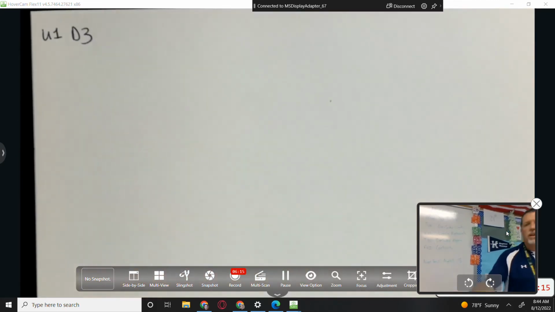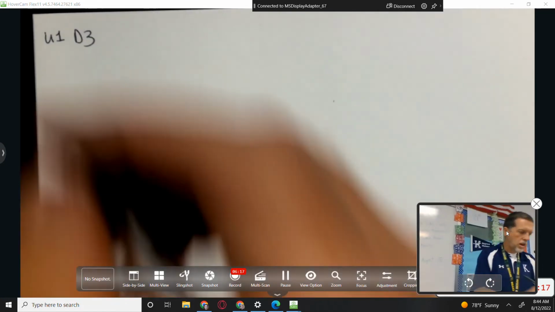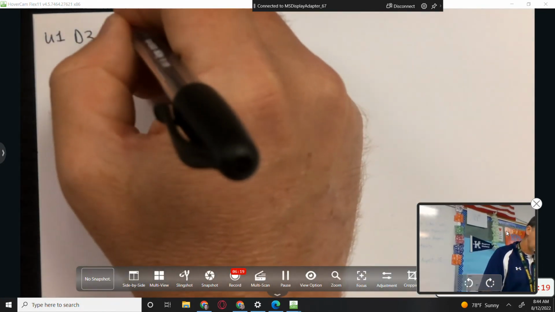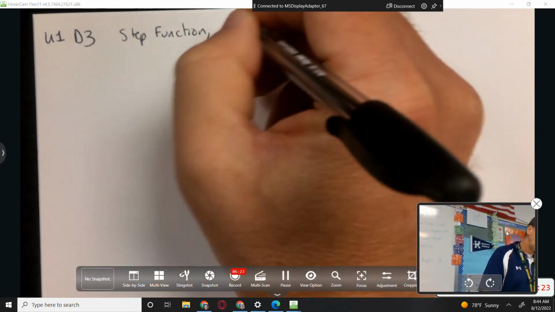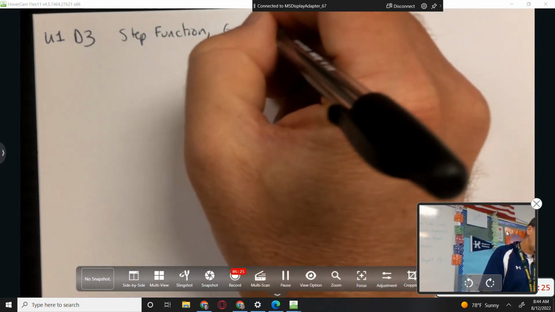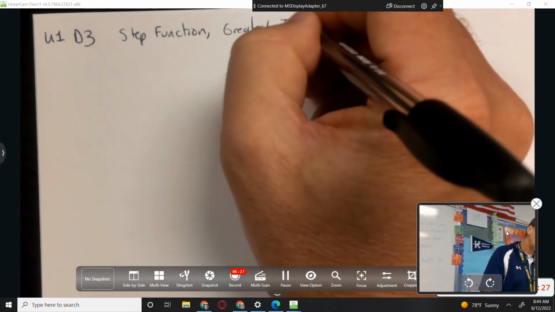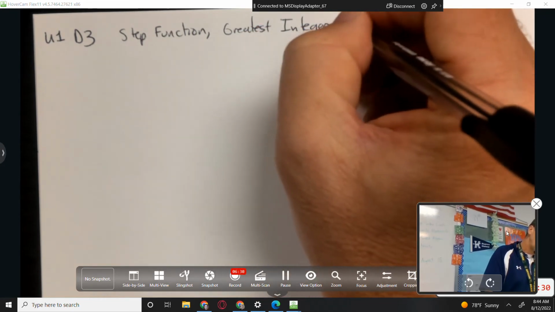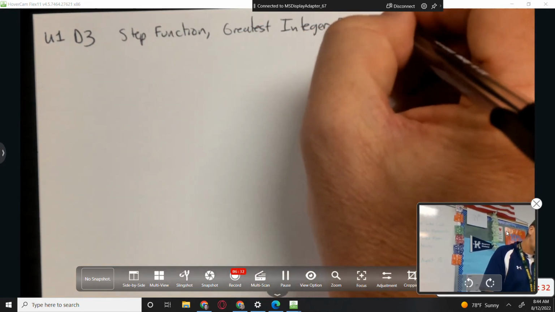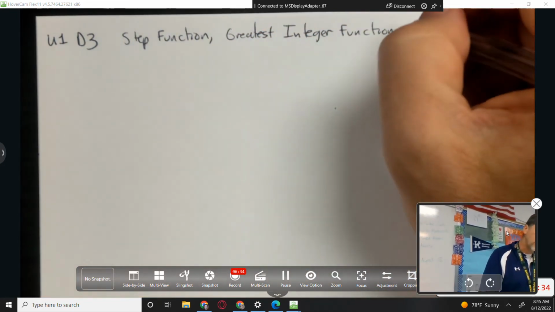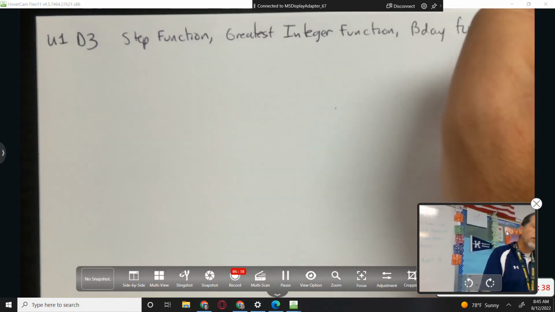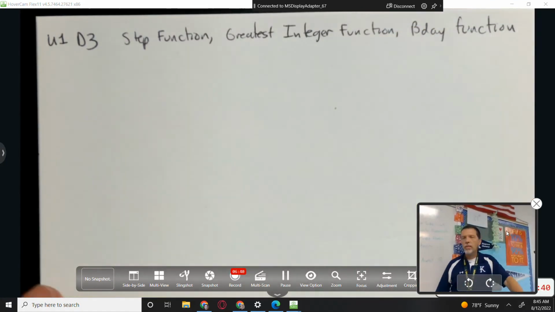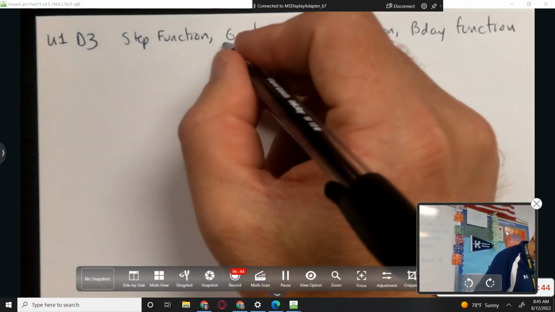Unit 1, Day 3. Step function, greatest integer function, birthday function. But that's not 3 different functions, that's 3 different names for the same thing. Probably should have started with greatest integer. That's its official name.